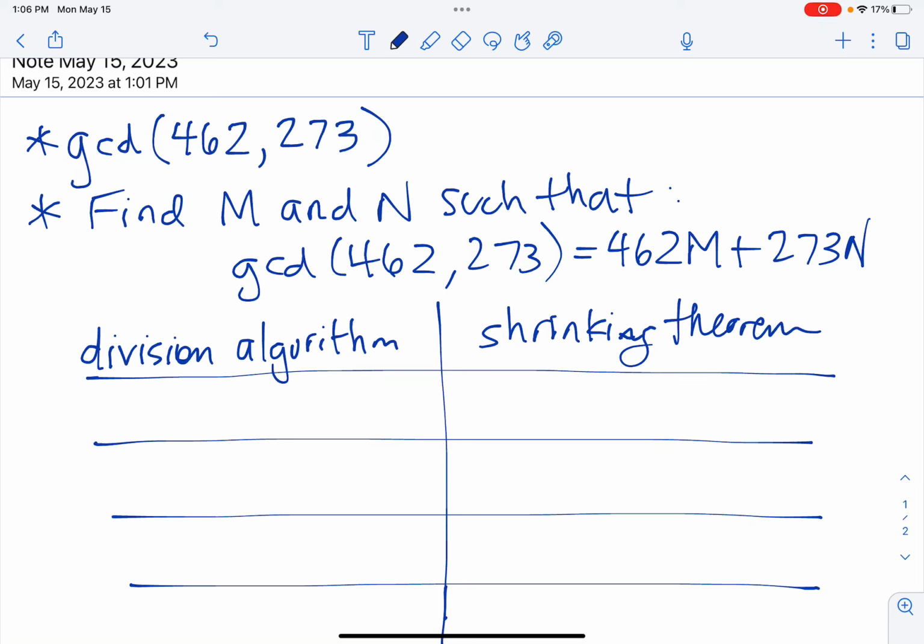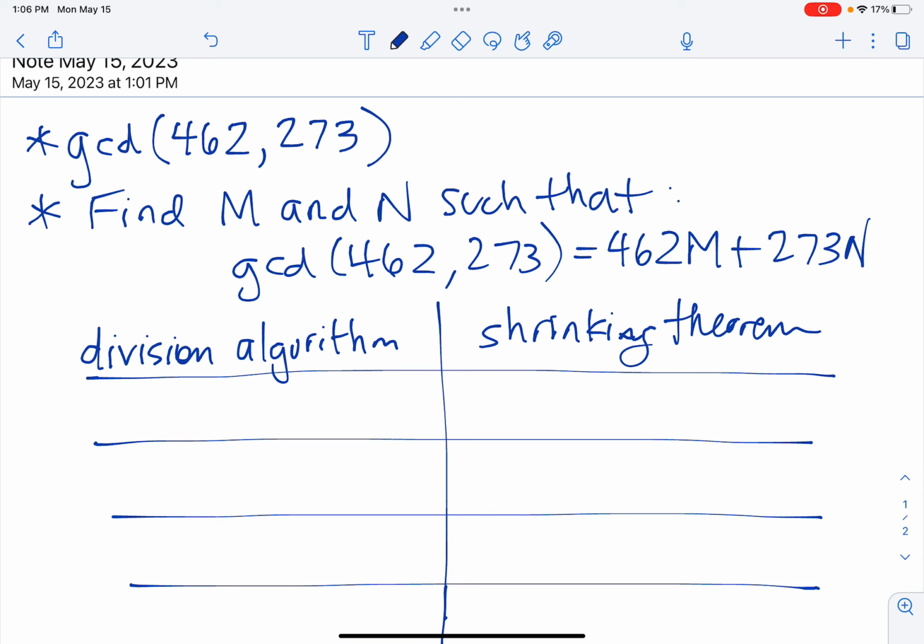Hey everyone, this is one more example of the Euclidean algorithm and unwinding the Euclidean algorithm and how it relates to Bezout. So I just thought I would do one more example as you are preparing for your final. In this example, we're going to find the GCD of 462 and 273.